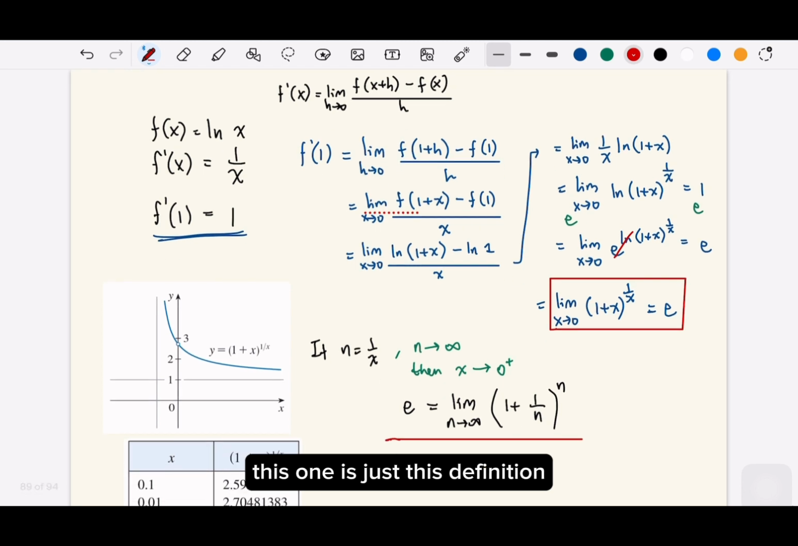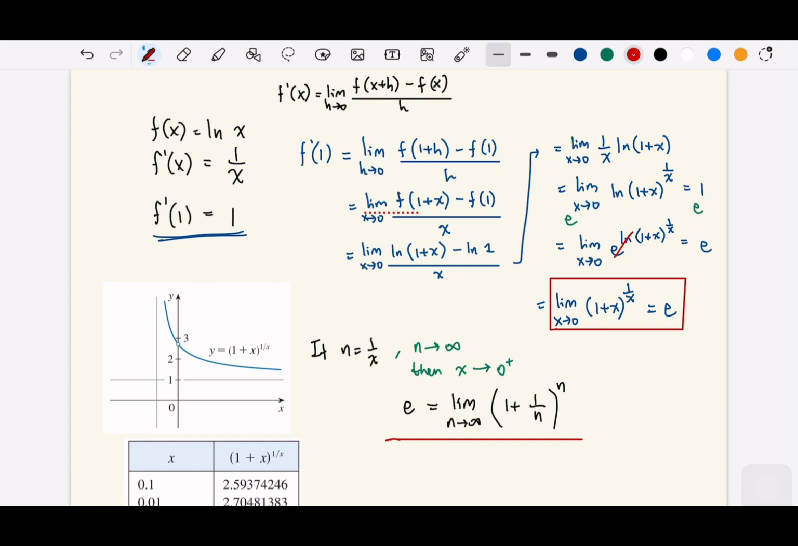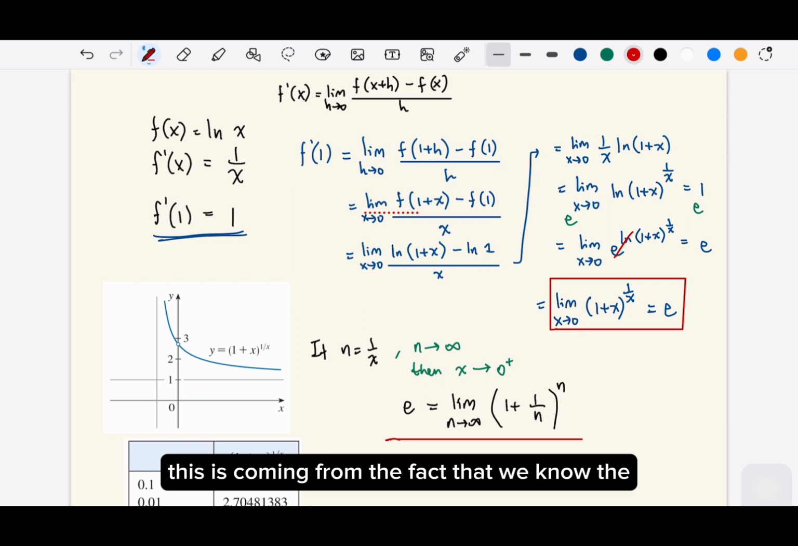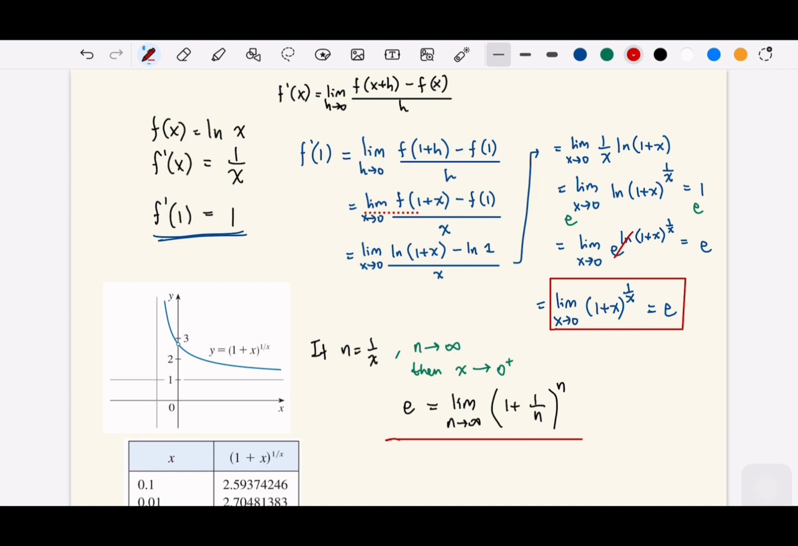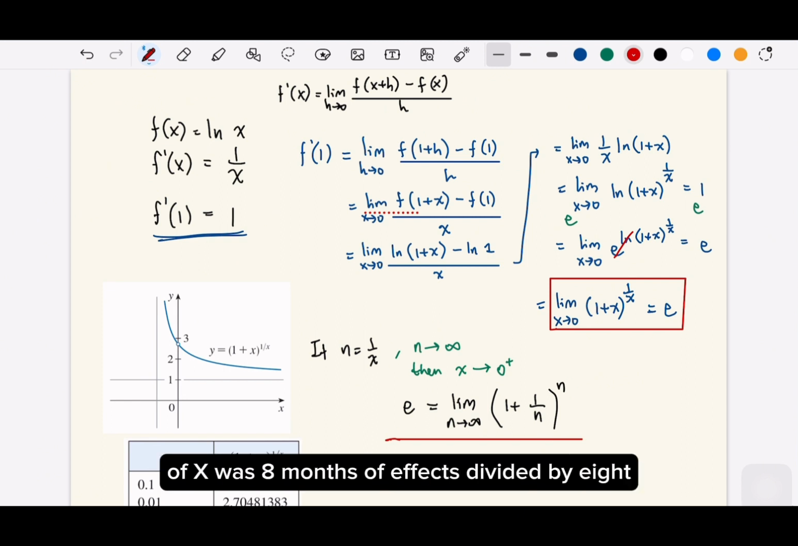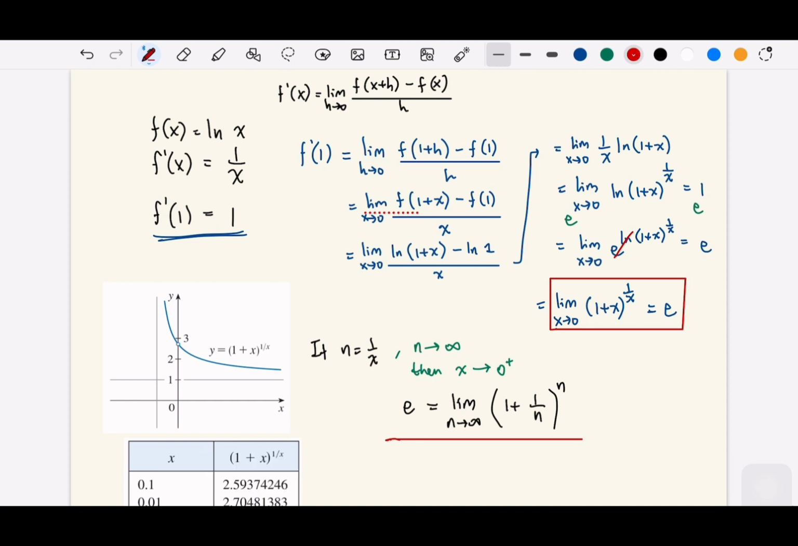This one is just this definition. This is the definition for E, actually. We conclude that this is the definition for E using the limit. This is coming from the fact that we know the ln, we know its derivative, and we can also relate this to our first definition of derivative, which is using limit: f(x+h) minus f(x), divided by h.